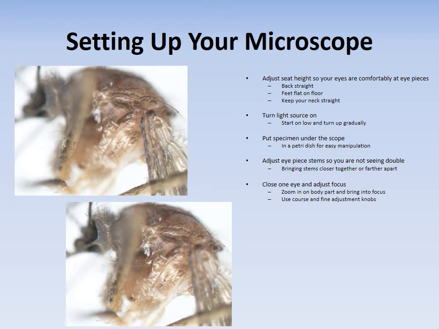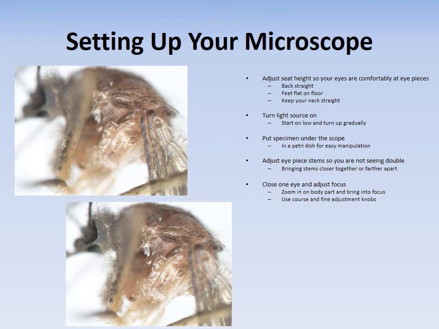And so close one eye, and you're going to adjust the focus so that a particular part of the mosquito is in really good focus. You'll zoom in on the body part and then you'll bring it into focus. Use the coarse and then fine adjustment knobs to bring it into focus.